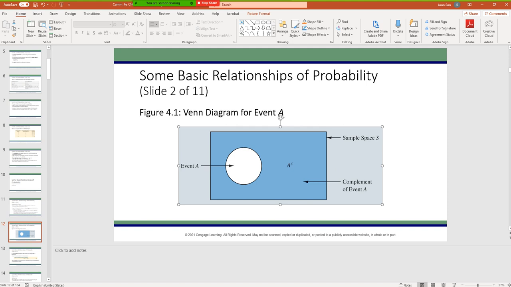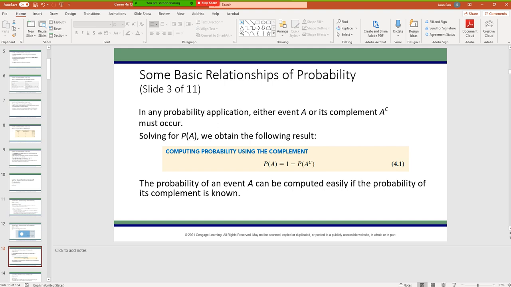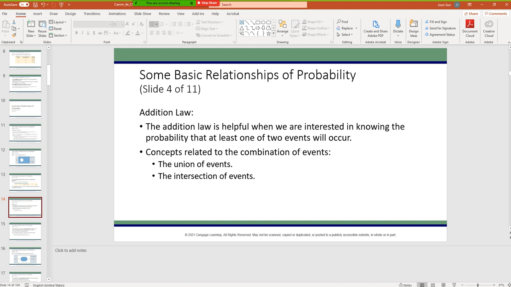And then I want you to look at this notation: A, with a C as a superscript, A^C, right? That means the complement of event A. So the equation is that the probability that A will take place is equal to 1 minus the probability of the complement, A^C. So that's the important formula, right?